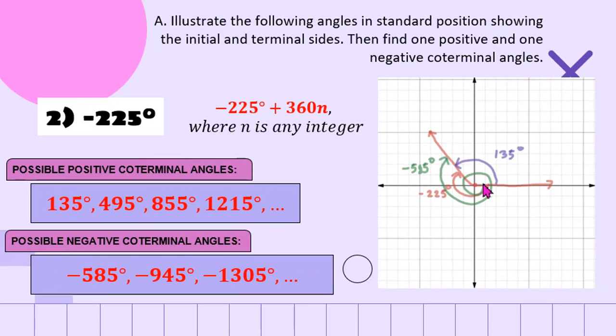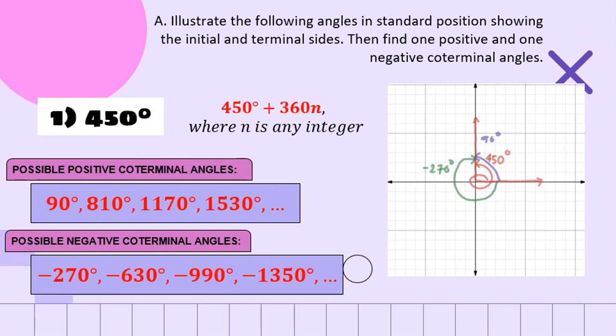Next, 450 degrees. Look at the red graph. One revolution, that's 360, and if you add 90, that's 450 degrees. So our angle is a quadrantal angle. It lies on the axis.